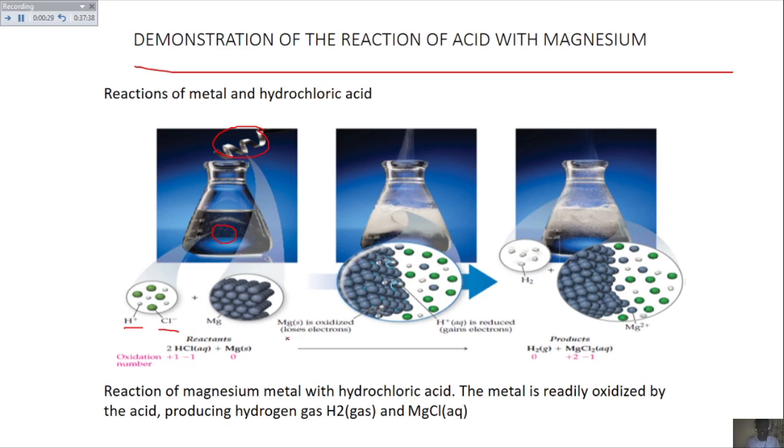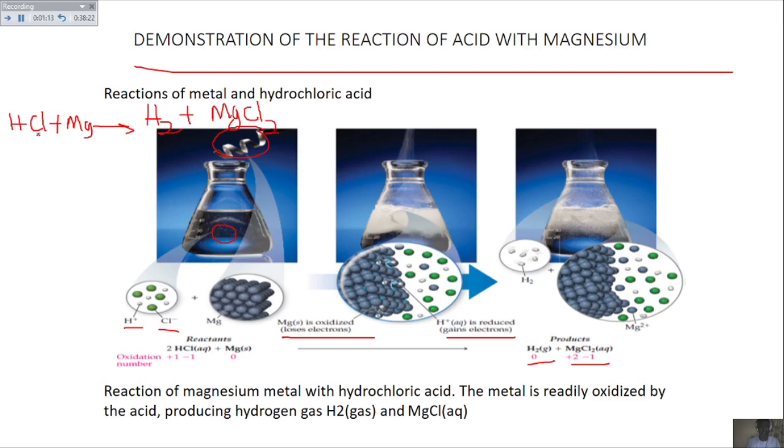Magnesium solid is being oxidized by losing electrons. And the hydrogen ion in the acid is reduced by gaining electrons to turn to hydrogen gas, and the other one forms magnesium chloride. In this particular case, what we're saying here is you have HCl plus Mg to give H2 gas plus MgCl2.